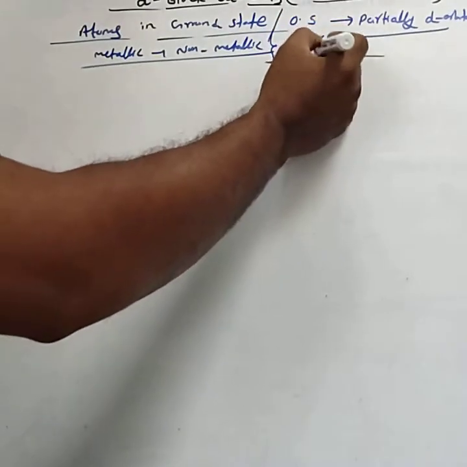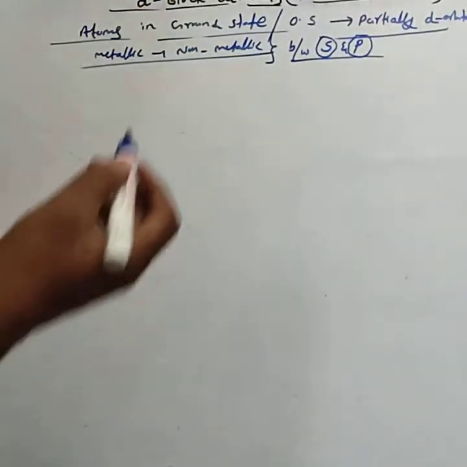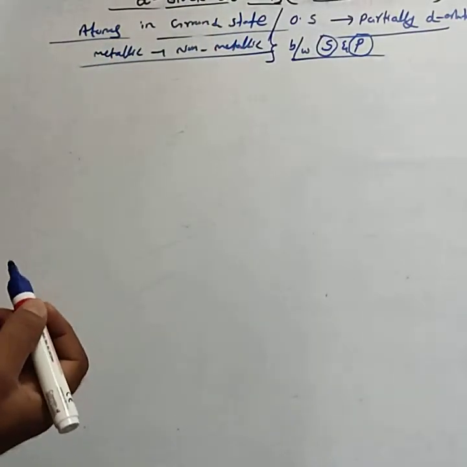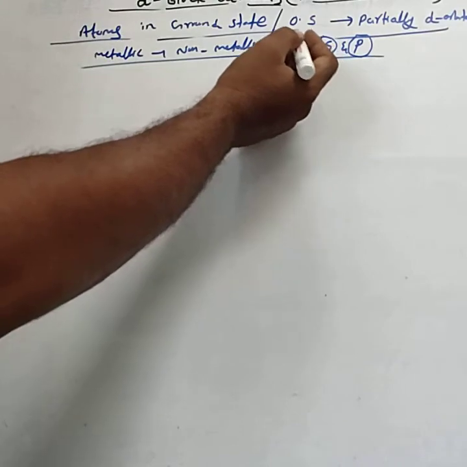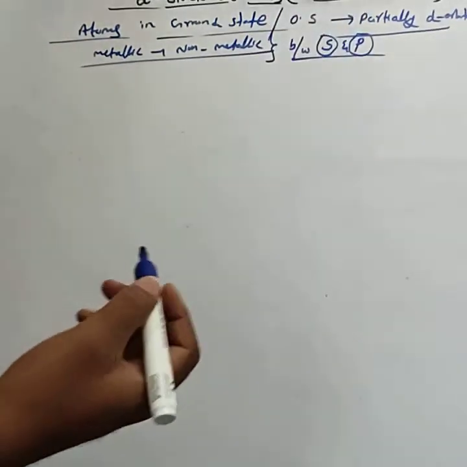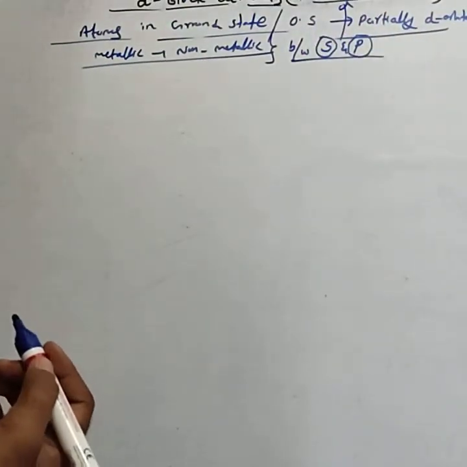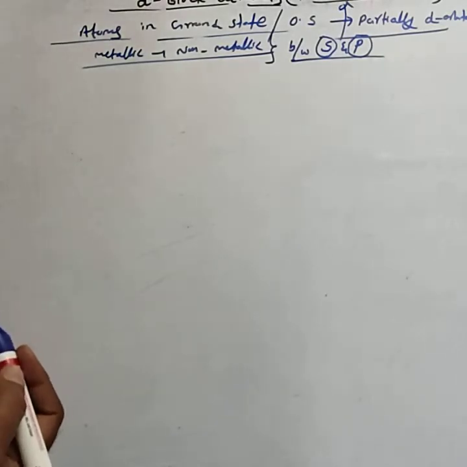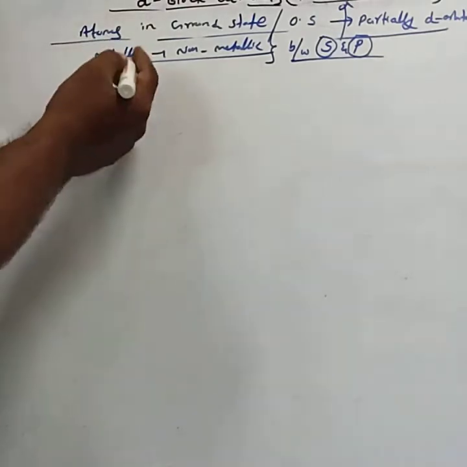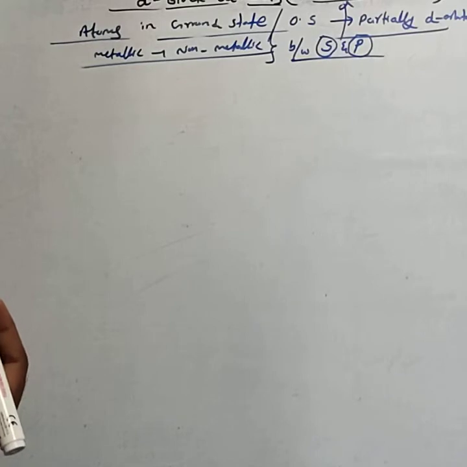S block elements are the metals, P block elements are the non-metals. Hence the properties change from metallic to non-metallic. Their position in the periodic table is between the S and P blocks. Hence they are called the transition elements. They transit between S and P block elements and the properties change from metallic to non-metallic. Hence they are called the transition elements.